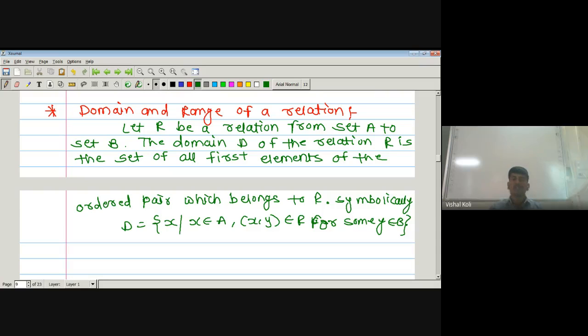So what is the domain of a relation R? If R is a relation from A to B, then the domain D of the relation R is the set of all first elements of the ordered pairs. That is, if (x, y) is an element of R, then the first element in the ordered pair (x, y) is x. Such a collection of elements is nothing but the domain D.